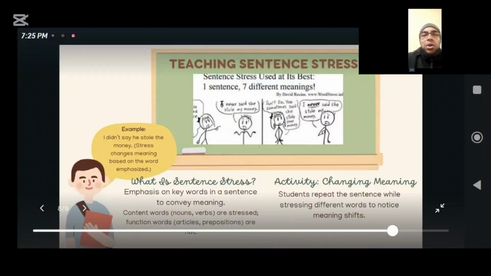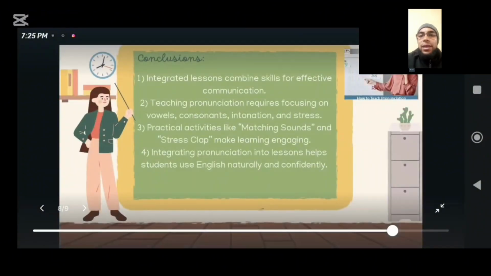So, in conclusion, integrated lessons are a powerful way to teach pronunciation in context, combining multiple skills to help students communicate naturally by focusing on vowels, consonants, intonation, and stress, and using fun interactive activities. We can make learning pronunciation both effective and engaging.